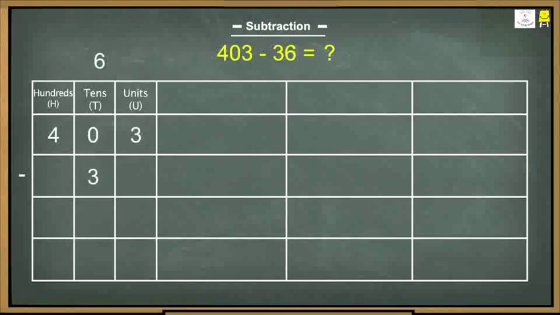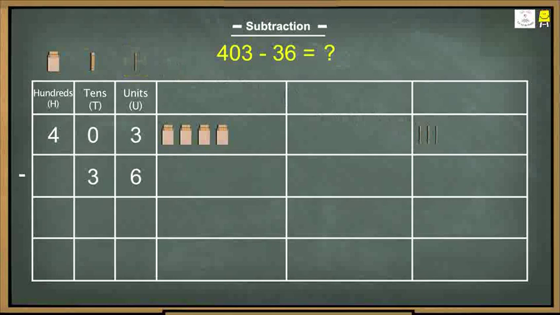Now let us represent 403 using sticks, bundles and boxes. So, 403 has 4 hundreds, meaning 4 boxes, 0 tens, meaning no bundles, and 3 units, meaning 3 sticks. 36 has 3 tens and 6 units.